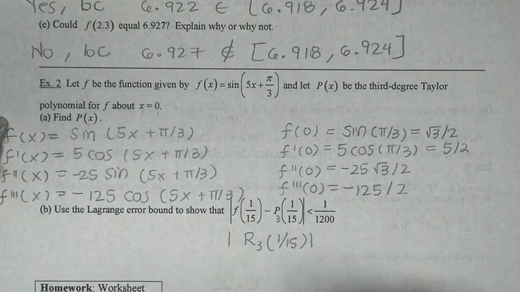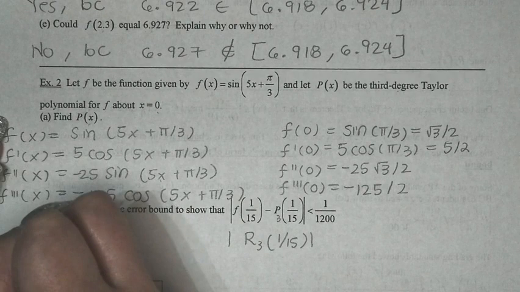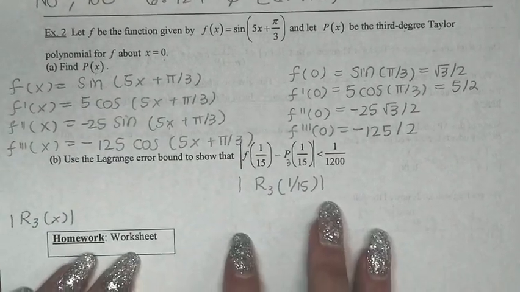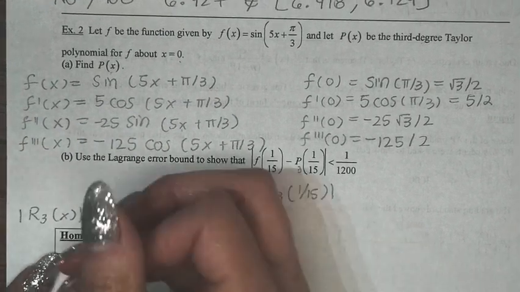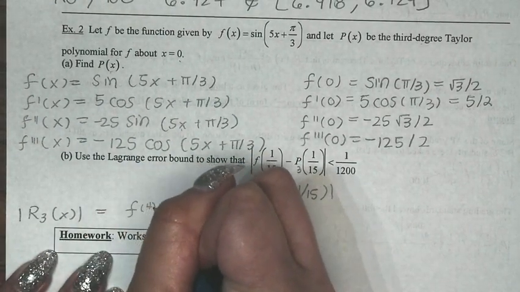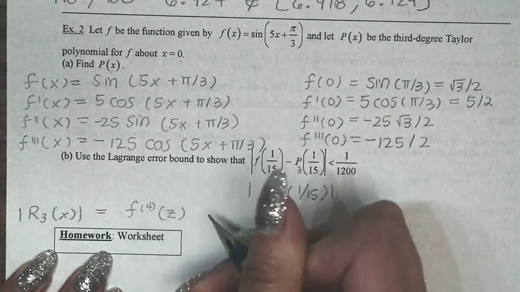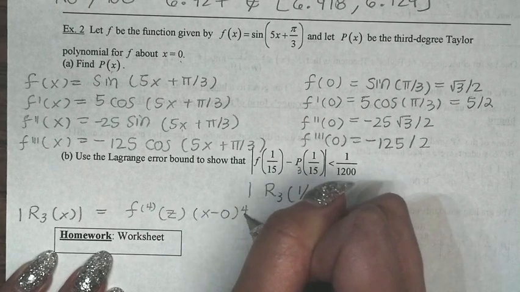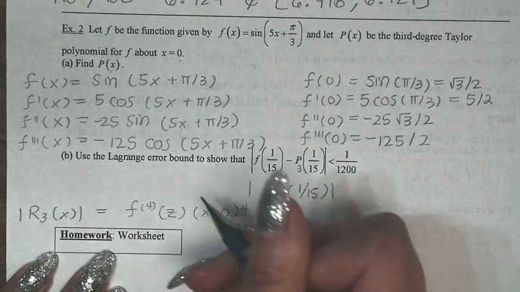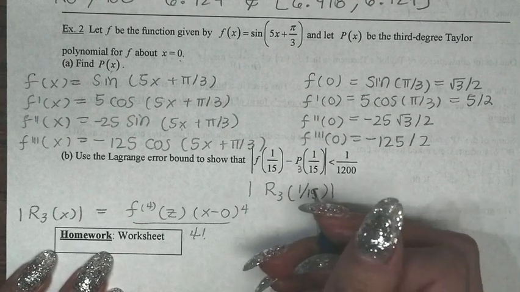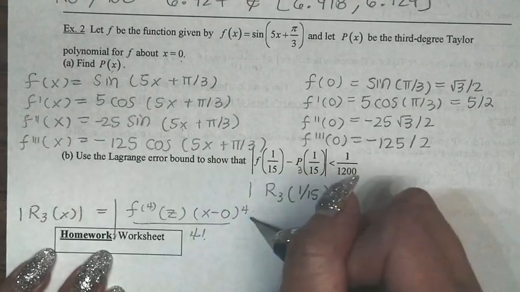So let's start from scratch. I can find r sub 3 of x using the Lagrange theorem. So this is going to be equal to the fourth derivative evaluated at z of x minus 0, let's put it so you understand, to the power of 4 divided by 4 factorial. Do you agree with that? So hopefully you do. So that's the absolute value.